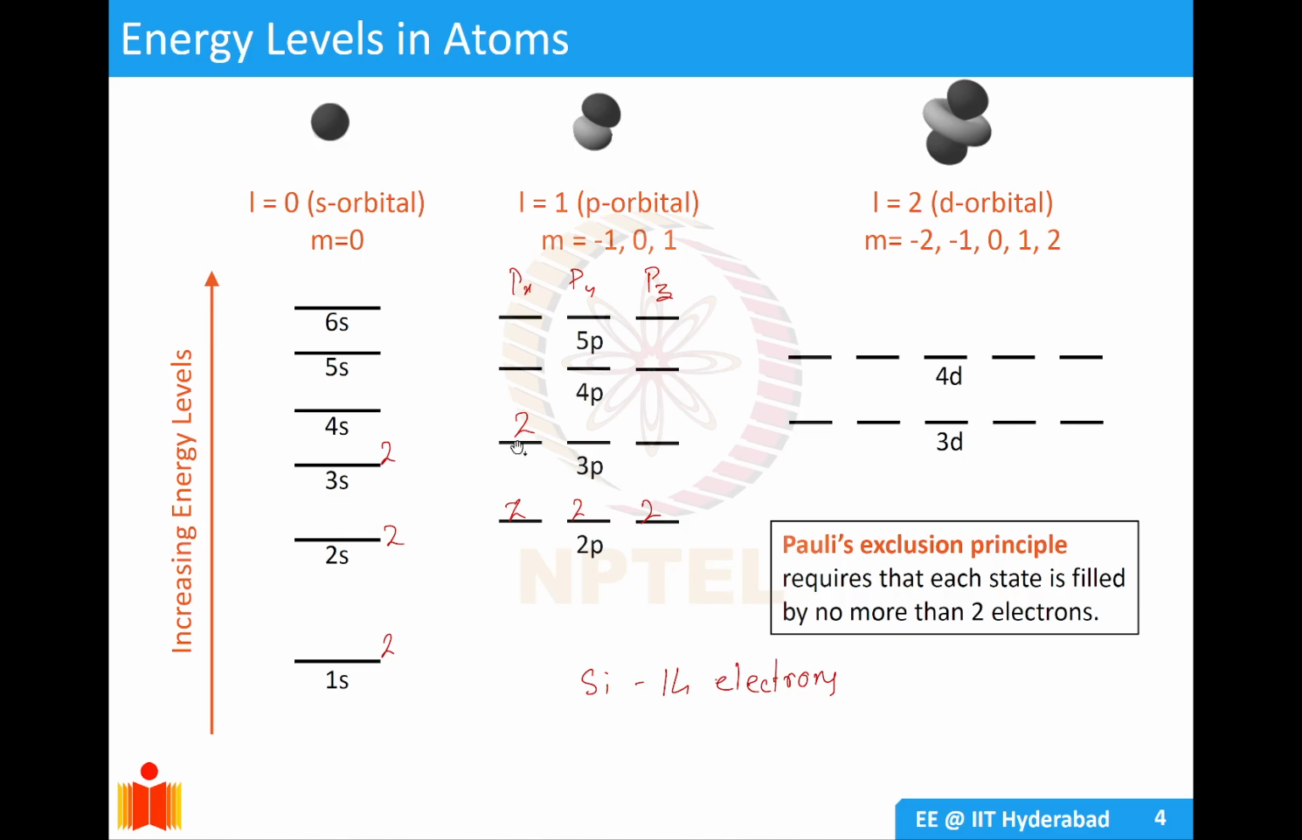For 3p, here it has shown two electrons here, but ideally what will happen is one electron will be here and one electron will be here, because that has a lower energy than putting both electrons in the same energy state. So it should be 1 and 1.